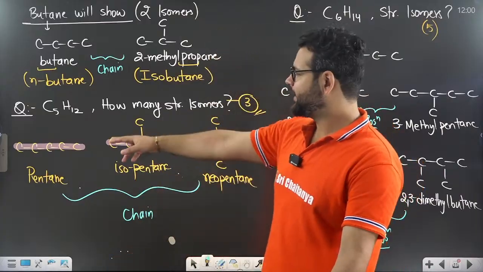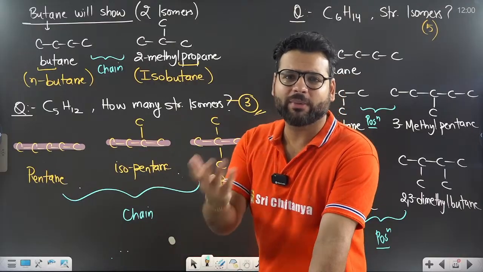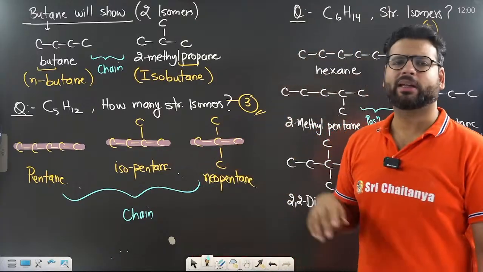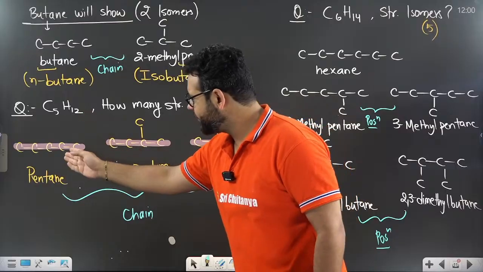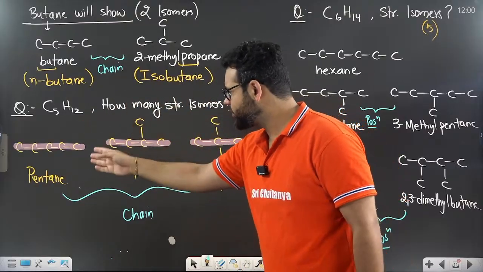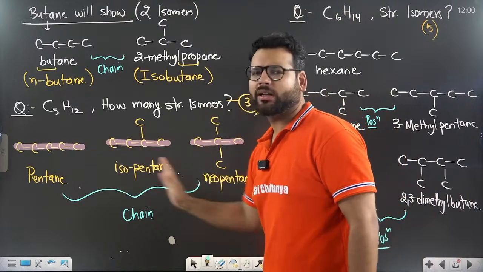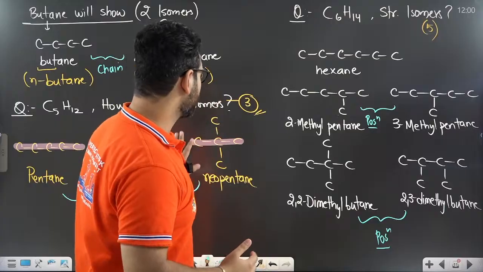Which type? Pentane can become 2-methyl butane. Can it become a 3-methyl butane? No, only 2-methyl butane is possible. It becomes 2,2-dimethyl propane. All three are chain only, na? 5-membered chain, 4-membered chain, 3-membered chain. Chain, chain, chain. There is no positional case possible. Okay, so pentane also not possible.